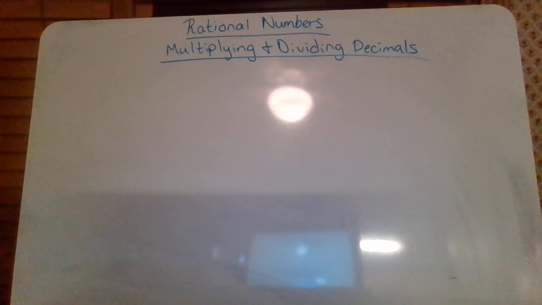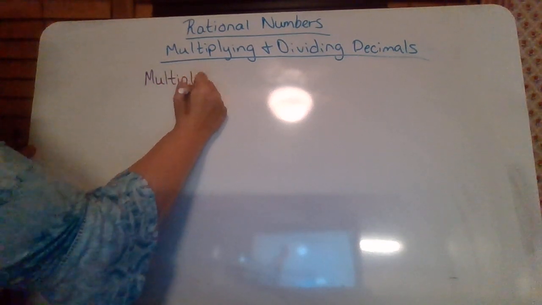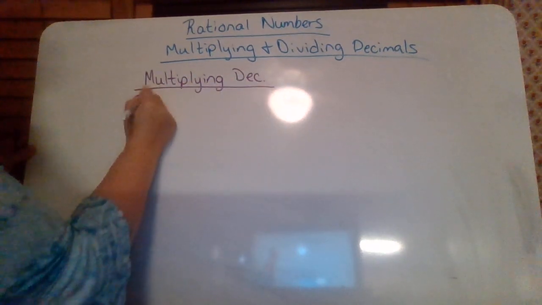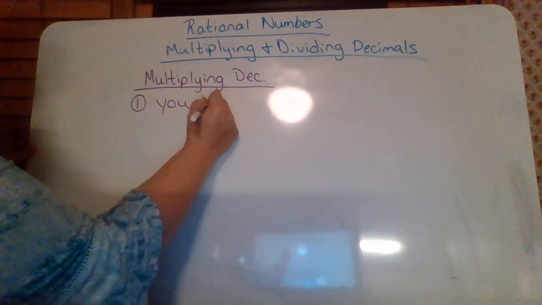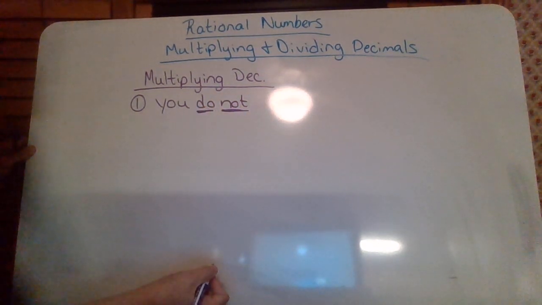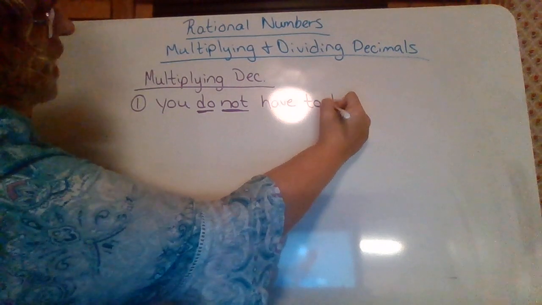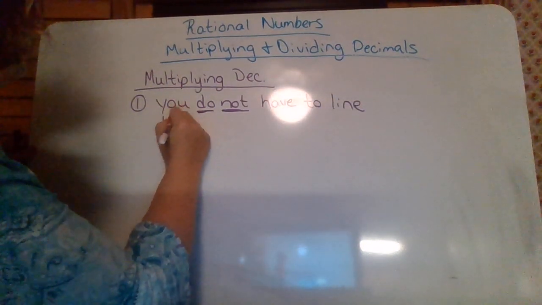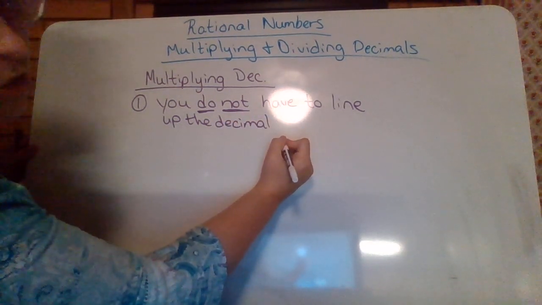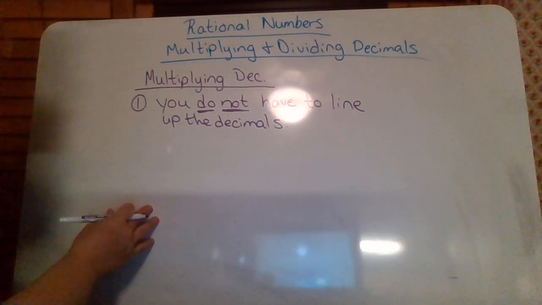multiplying. When you're multiplying decimals, number one, you do not, I repeat, you do not have to line up the decimals. In fact, if you do, it'll just make your life 10 times harder. Okay, so you do not have to line up the decimals.